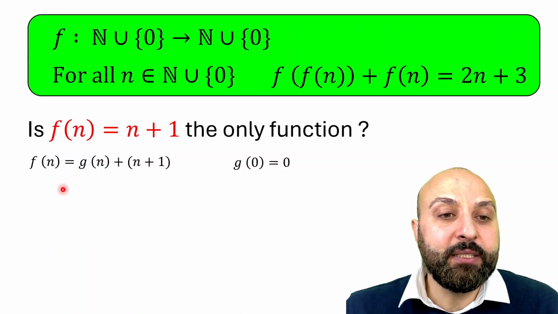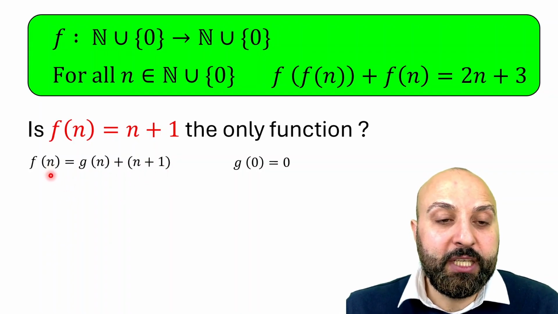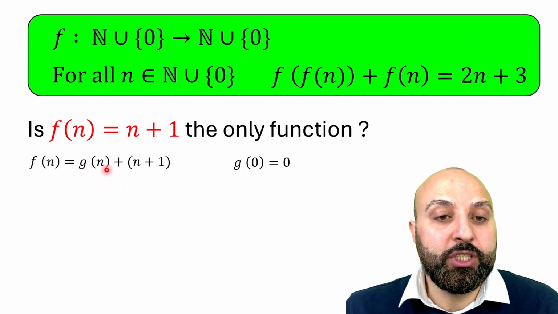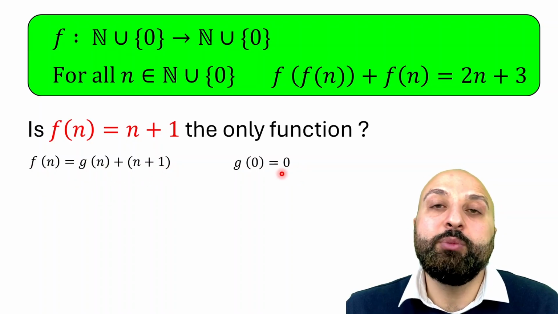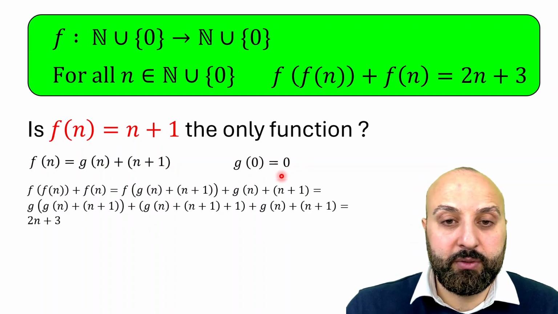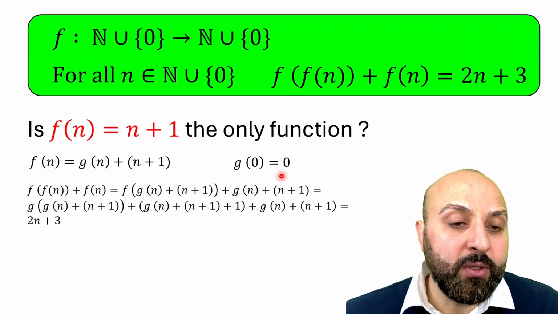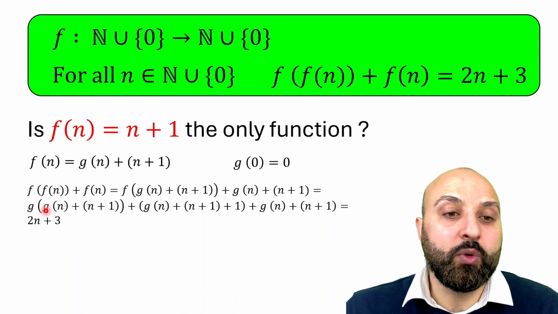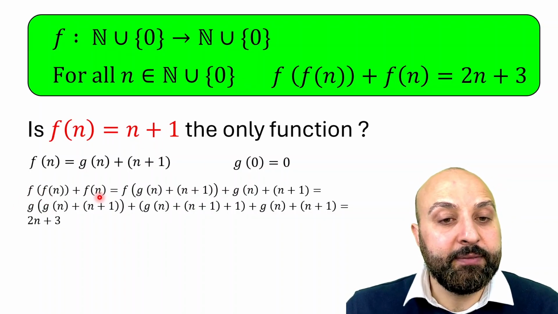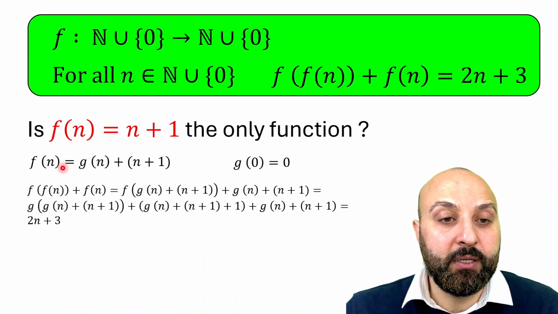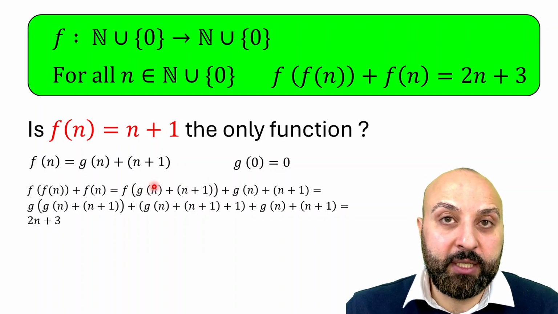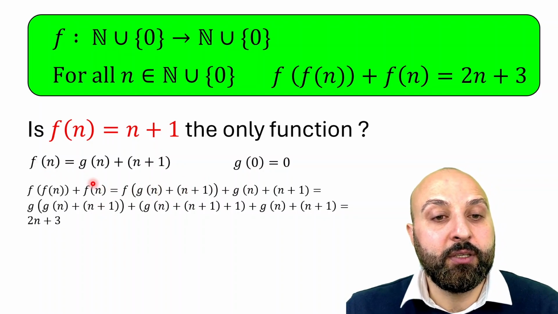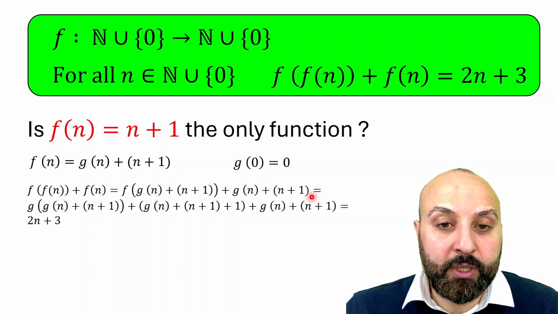So if we define it like this, we know that for 0, f(0) is 1. So g(0) + 1, so g(0) becomes 0. Okay, so this is straightforward. Let's now calculate the properties that are given to us. For example, f(f(n)) + f(n) will be equal to f. Instead of f(n), I put g(n) + n + 1. And instead of f(n), I put g(n) + n + 1.